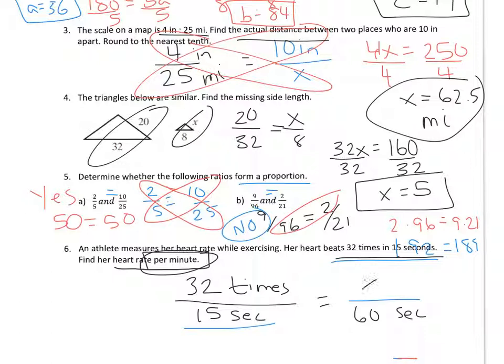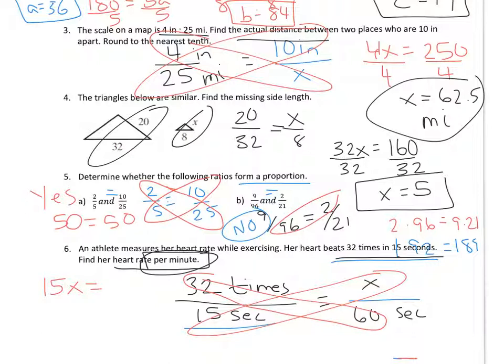So I don't know how many times it beats. So I'm going to cross multiply. So it's going to be 15 times x equals 32 times 60, which is 1920. So to solve for x, I divide both sides by 15. So x equals 1920 divided by 15, which is 128 beats.